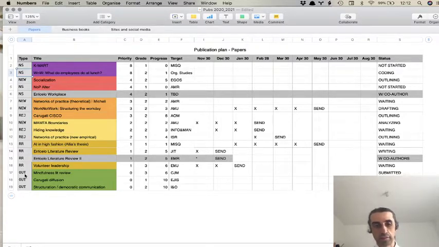Don't be afraid of targeting lower categories. Sometimes, you never know. Some of my most cited papers are published in lower categories, so that also matters. Your H index and your citation count also matter. So just think carefully about that.